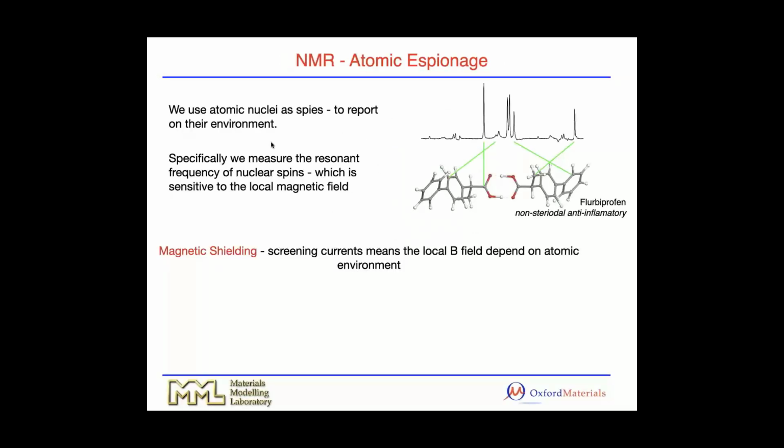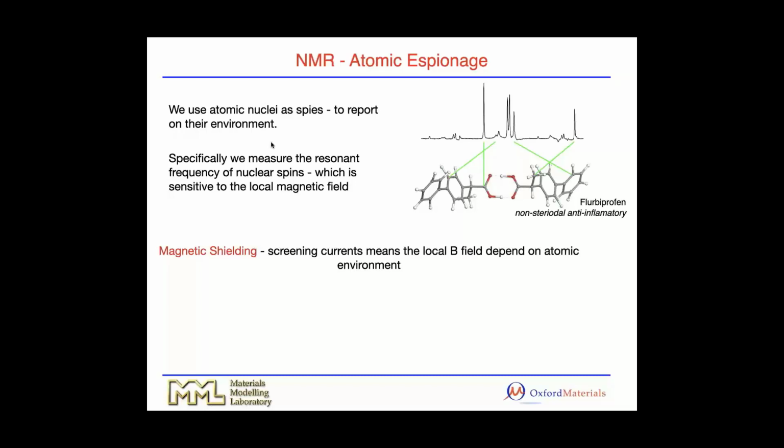So the idea of NMR is that we want to use the atomic nuclei as spies. We want them to report back on their local environment. Okay, and specifically, what we're going to measure in an experiment is their resonant frequency. So the idea that certain nuclei, say a spin-half nucleus like carbon-13 or a proton, is spin a half, and so in a magnetic field its energy levels split, and NMR allows us to very accurately measure that resonant frequency.